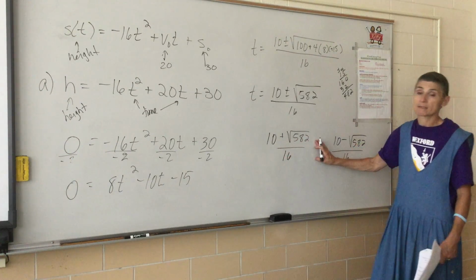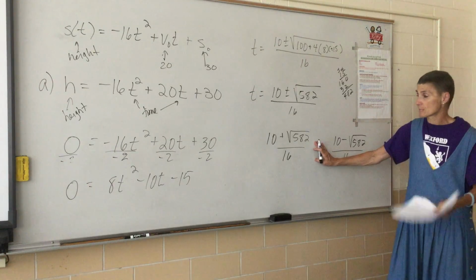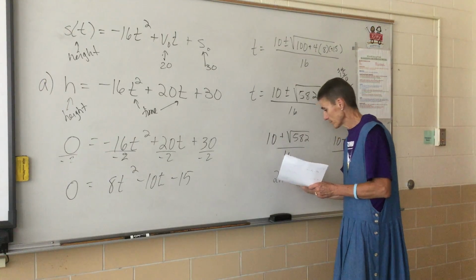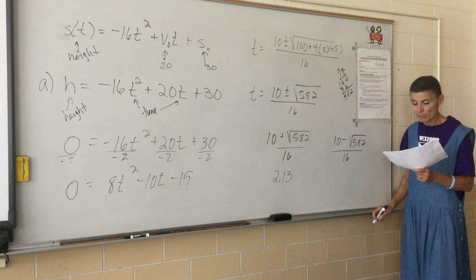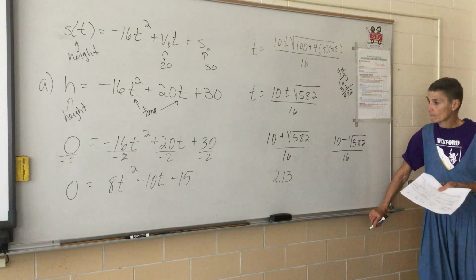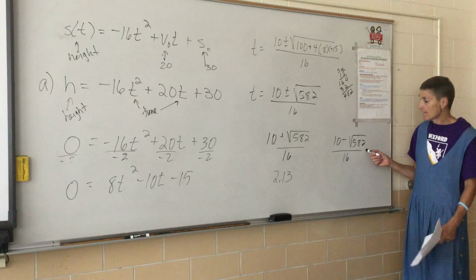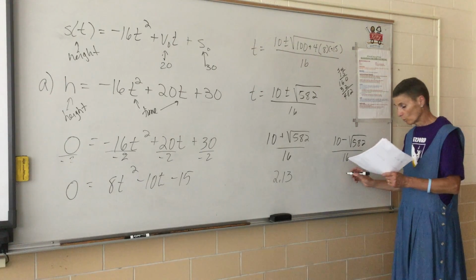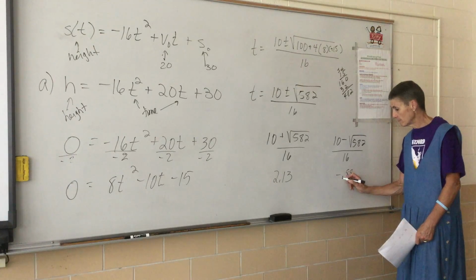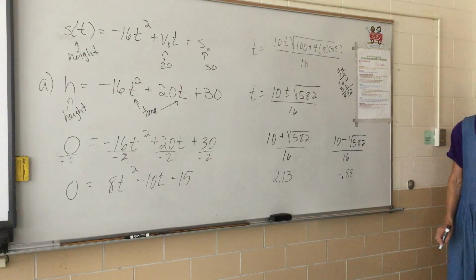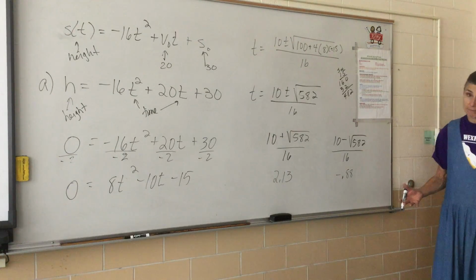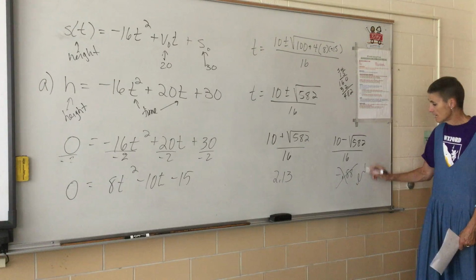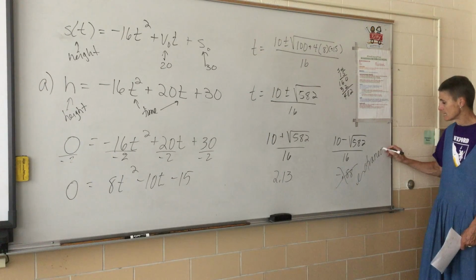So 10 plus root 582 equals, divided by 16, and it came out to be 2.13. I'm cheating, I'm looking at the answer since I didn't bring a calculator. And then 10 minus root 582 equals, divided by 16, worked out to be negative 0.88. Now I'm looking at the answer sheet, can't help it, getting these answers. And I noticed that I have crossed this one out and said this one is extraneous.